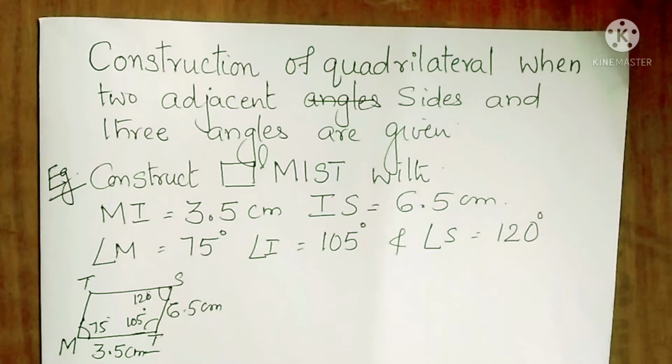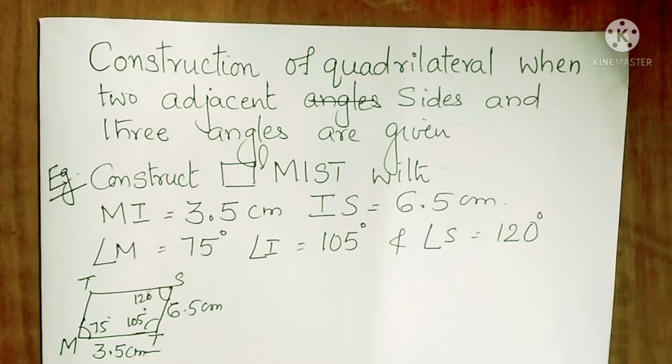Hello dear students. In the previous class we learned to construct a quadrilateral when two diagonals and three sides were given. Today we are going to learn a new construction, that is, construction of a quadrilateral when two sides and three angles are given.